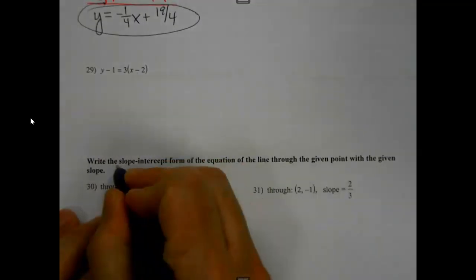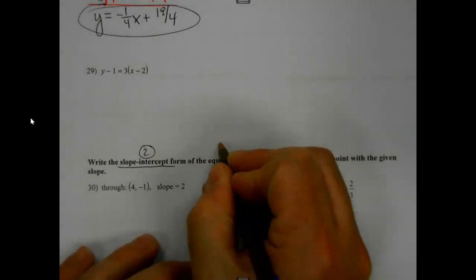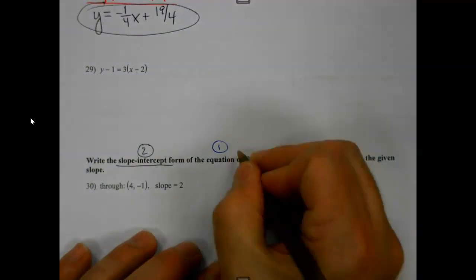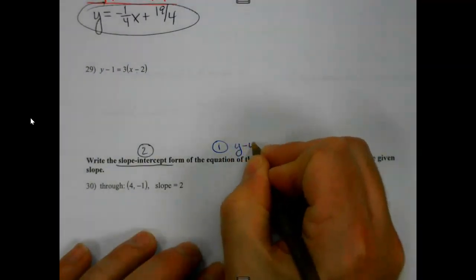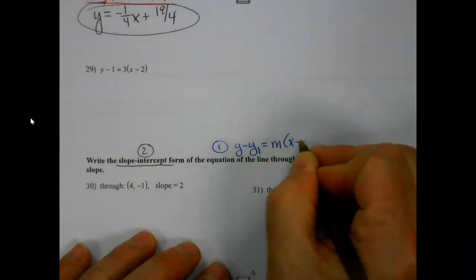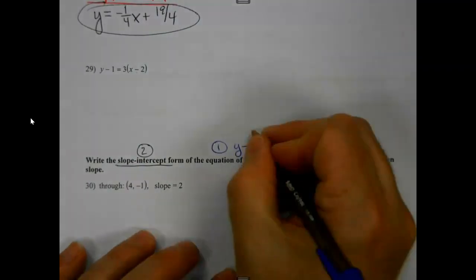Write the slope-intercept form of the equation of the line through the given point with the given slope. Okay, we have to have a little help this time. Slope-intercept form is going to be step 2. Step 1 is point-slope form. You can see now why we've got 2 boxes for this stuff on the note sheet.